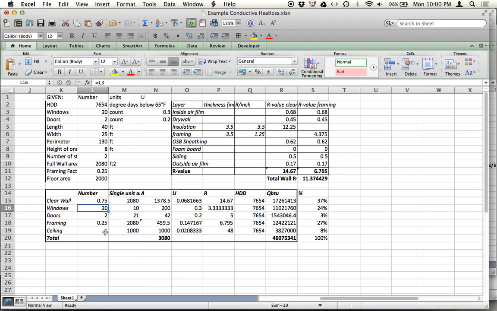And then the windows, they're 20, and the doors are 2. And you'll notice here I've actually made a reference to the count. And that way, if I were to say, actually, you know what, let's say that there are three doors, then we get three doors and everything recalculates.